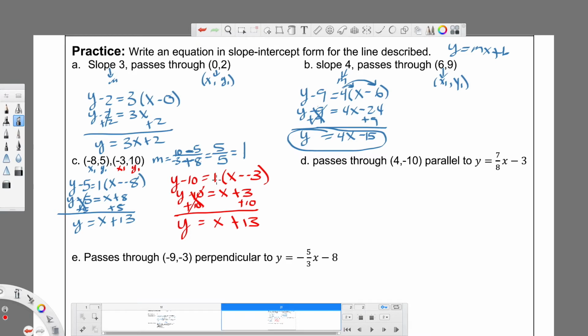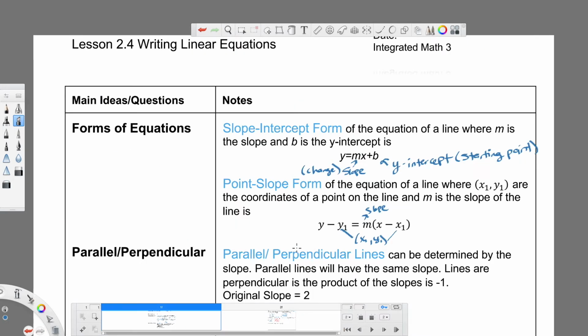All right. Next piece. So now we have it passes through 4 and negative 10. I'm going to go back to my blue. I like my blue a little better. So here's my point, and then it's parallel to this equation here. Well, why are they telling us that? Remember, on this page, if it's parallel, it has the same slope. So they did tell us that.